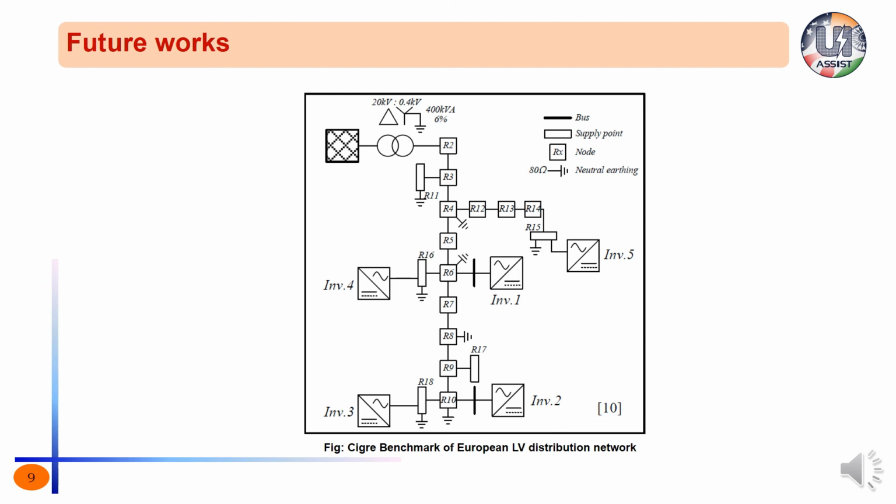Later, a CIGRE benchmark of a European low voltage distribution system where 5 inverters are connected at different buses will be considered. Here, the line to line voltage is 400 volts RMS, and this LV network is connected to the medium voltage line through a 400 kVA transformer. For this system, we will analyze the causes of harmonic instability by considering different case studies. Thank you.